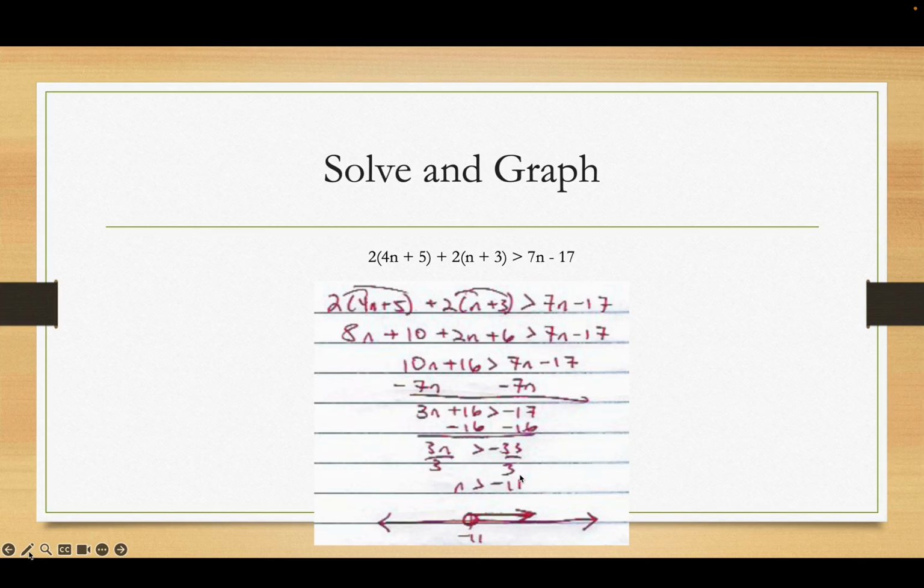When I go to graph this, the n is on the left, so it tells me which way the arrow points. The answers are greater than -11. So critical point -11, I circle it. I do not fill it in because it's not or equal to, arrow to the right. Okay?